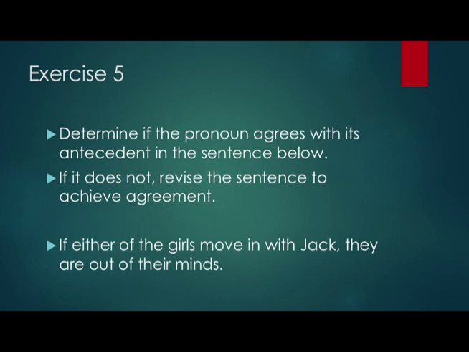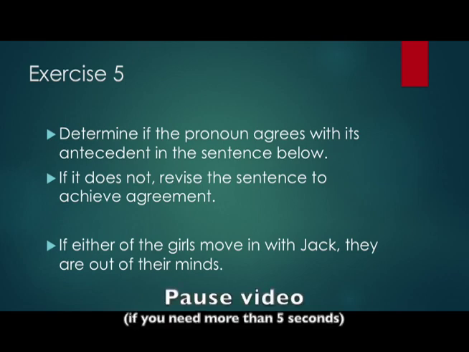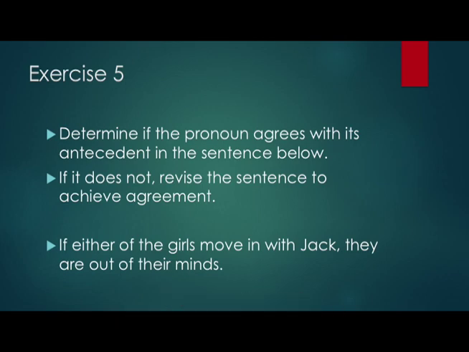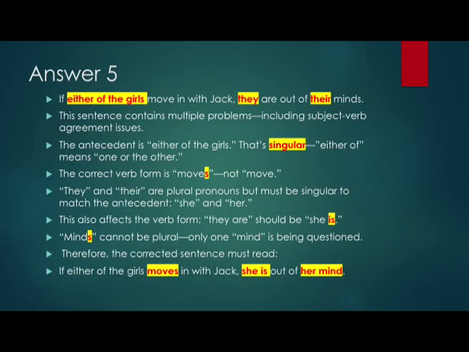Exercise 5. "If either of the girls move in with Jack, they are out of their minds." Is the pronoun, or are the pronouns, there are actually a couple here, in agreement with the antecedent? And if not, what do we need to do to correct this sentence? All right, so we got a whole slew of issues here that we need to fix. "If either of the girls move in with Jack, they are out of their minds."